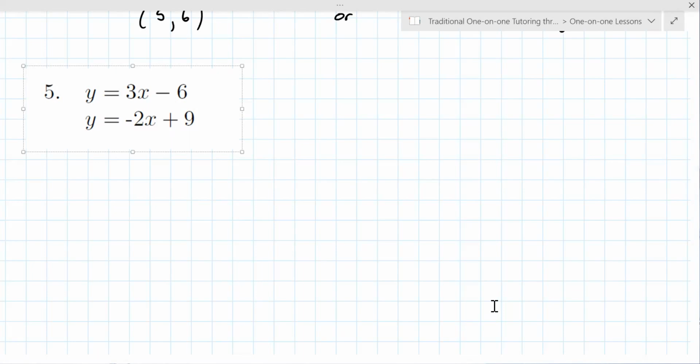I got x and y both equal 3. x and y equal 3. Let me just double check that here on the answer key. Yes, that's correct. Okay, fantastic.